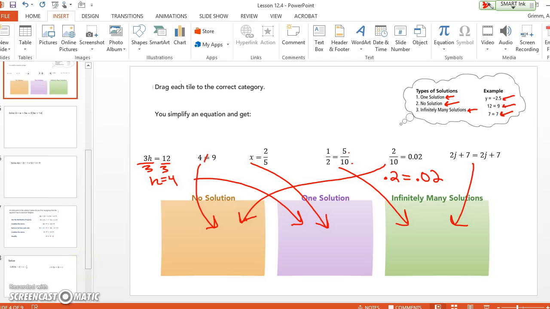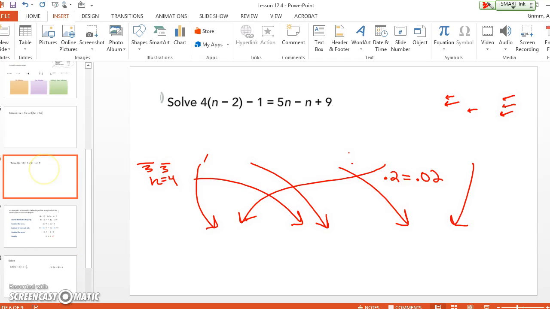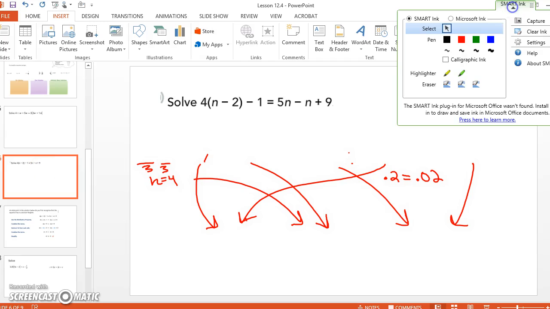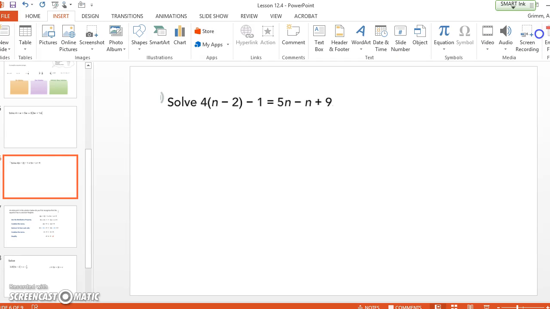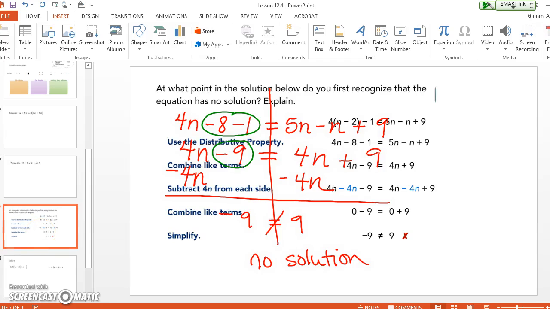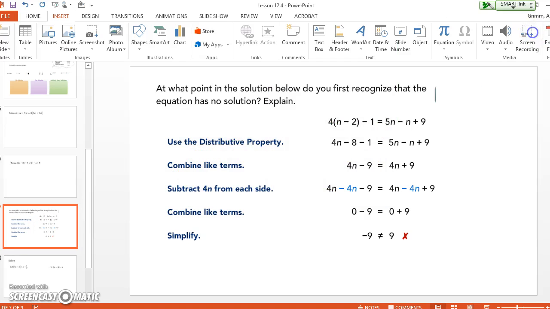All right, let's do this one right here. I'm going to have you work that on your own. You figure out what you think it is, and then we'll go over it. Okay? And this one says, where is the first time that you can tell that this is a no solution, without getting all the way to the bottom?